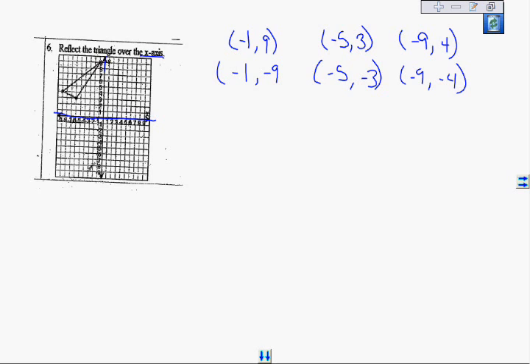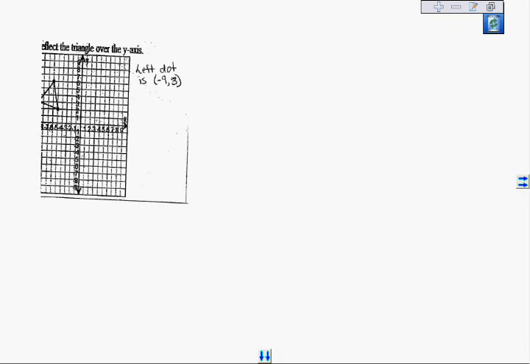Now plot your points. Left 1, down 9. Left 5, down 3. Left 9, down 4. If I were to fold this along the x-axis, would these overlap? Yes, if my lines were straight, they would. 16. Reflect the triangle over the y-axis. So you've got left 6 up 6. Left 5 up 2, and our other dot is -9, 3, which has been provided for you.